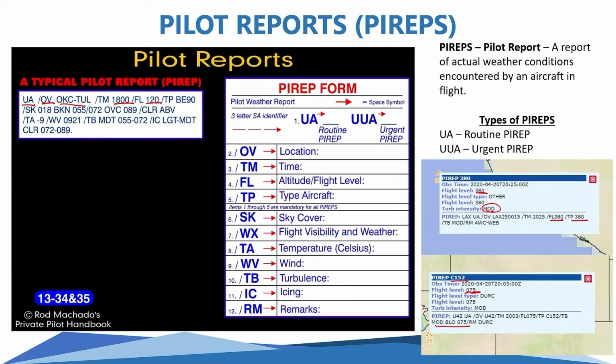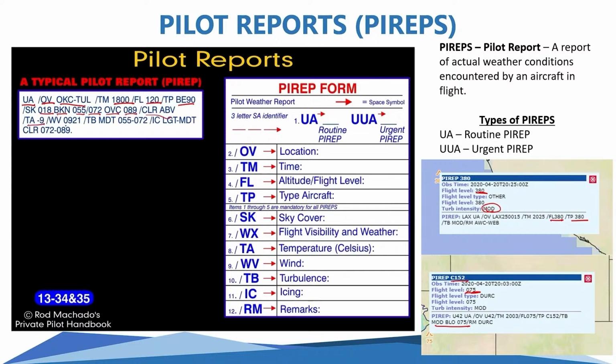The flight level, in this case, is 12,000 feet, and the type of aircraft is a BE-90. I think that's a King Air. Then we have our sky conditions, which is 1,800 broken. 5,500 to 7,200, it's actually overcast, so we've got a layer of overcast. Then at 8,900, it's going to be clear above.